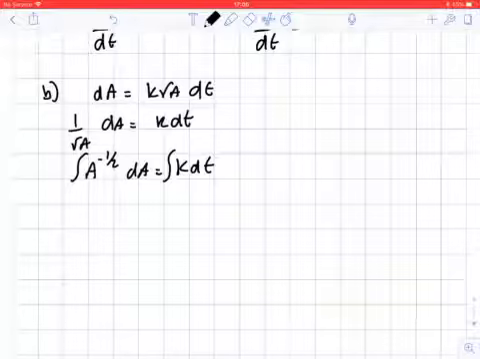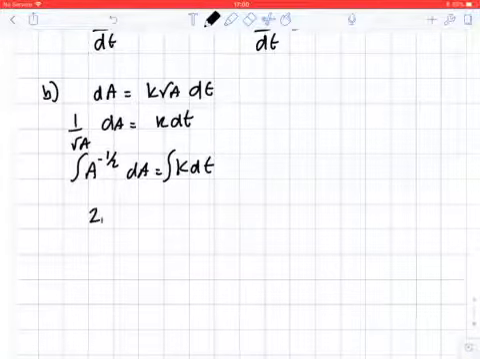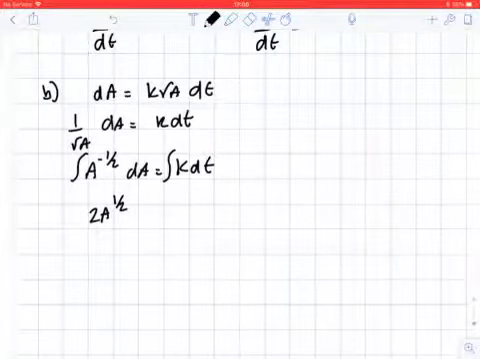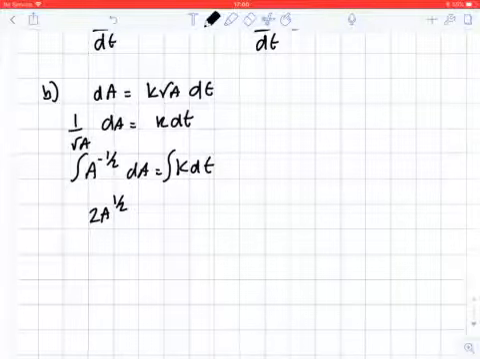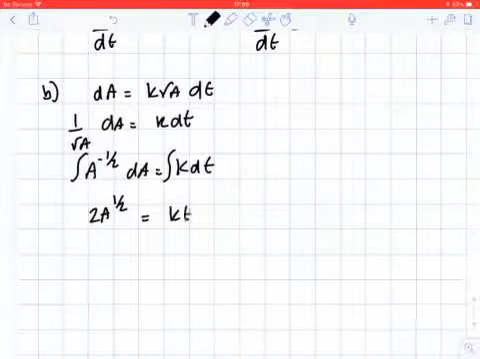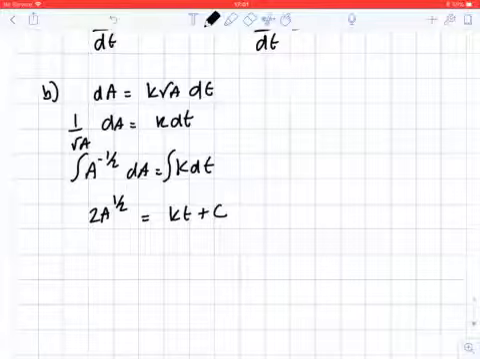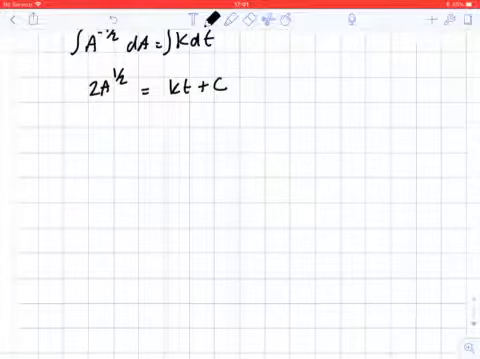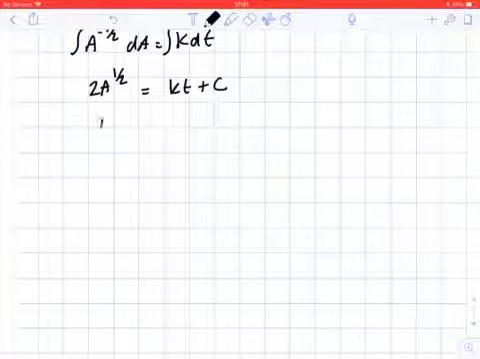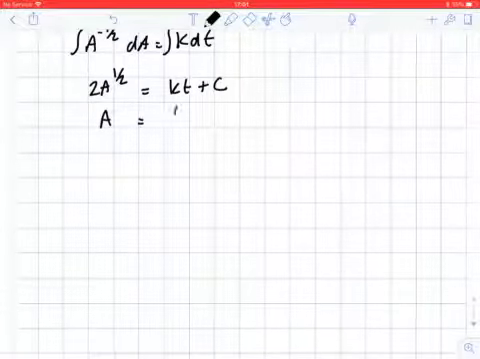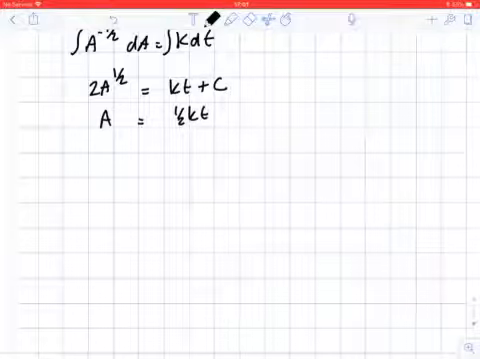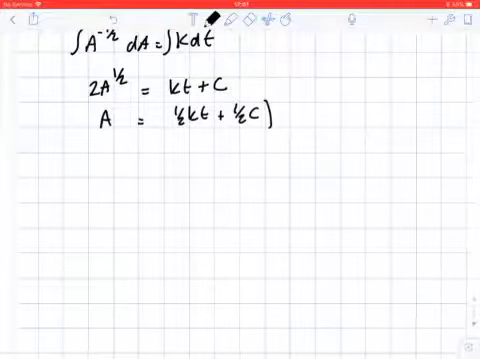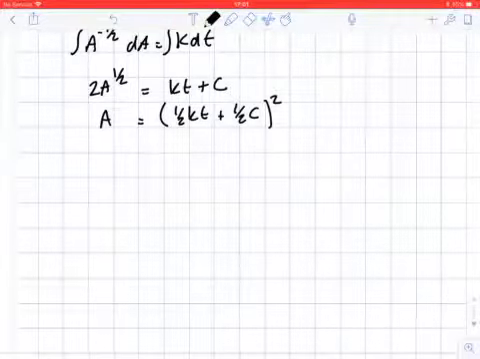So the integral of A to the minus a half is 2A to the power of a positive half. Remember, add 1 to the power, divide by the new power, is equal to kt plus c. So that's a general layout. What I'm going to do as well, for later, is make this A equals a half k times t plus a half c, all squared. I'm going to put it in terms of A.